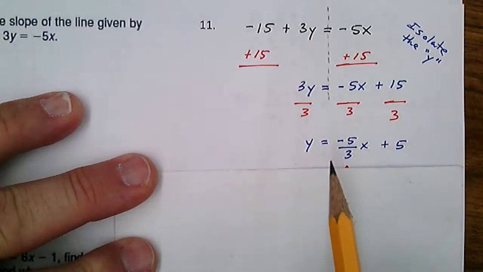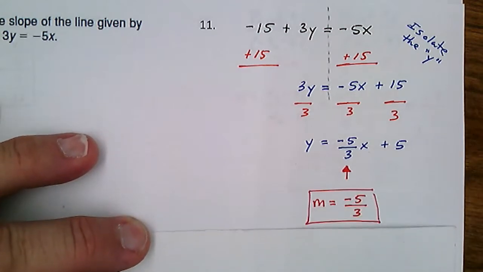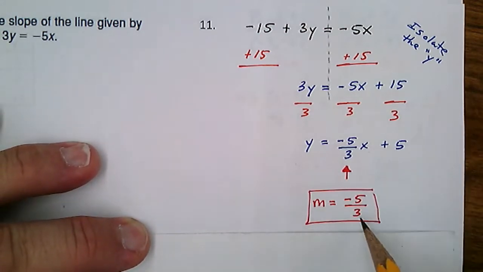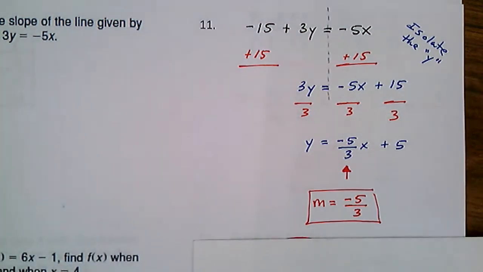And now we have our slope right here. Our slope, remember that's what we're trying to find, is our slope. And our slope is negative 5 over 3. This is our rise over our run. Negative 5 over 3, rise over run. Okay.